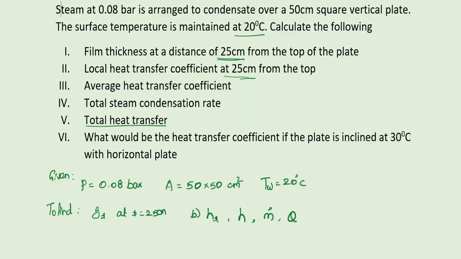In the last part, what would be the heat transfer coefficient, that is h value, if the plate is inclined at 30 degrees. Here it is not degree Celsius, it is if the plate is inclined at 30 degrees with the horizontal plane. So h if theta equal to 30 degrees. These values you have to find out.